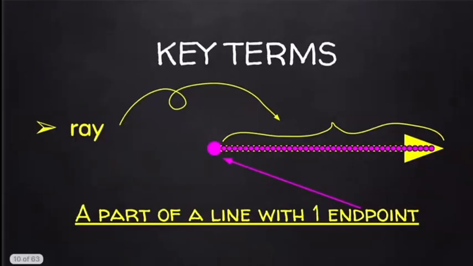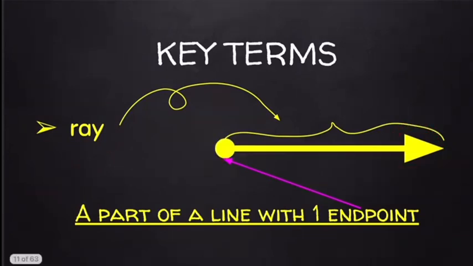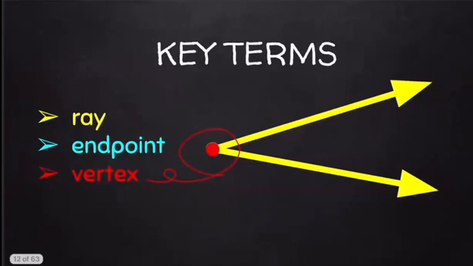Our next key term would be a ray. Okay, now a ray is a part of a line that only has one endpoint, but the other side goes on forever.